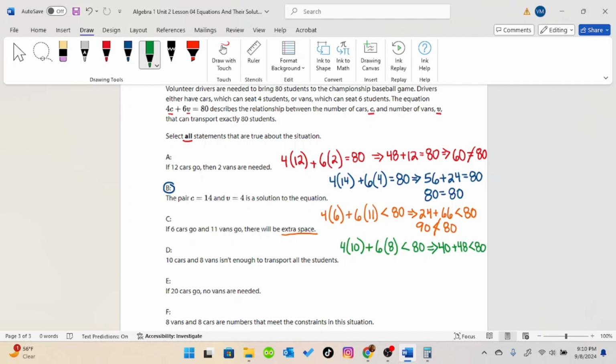40 plus 48 is 88. 88 is not less than 80, so it would be more than enough, so D is not a correct solution.